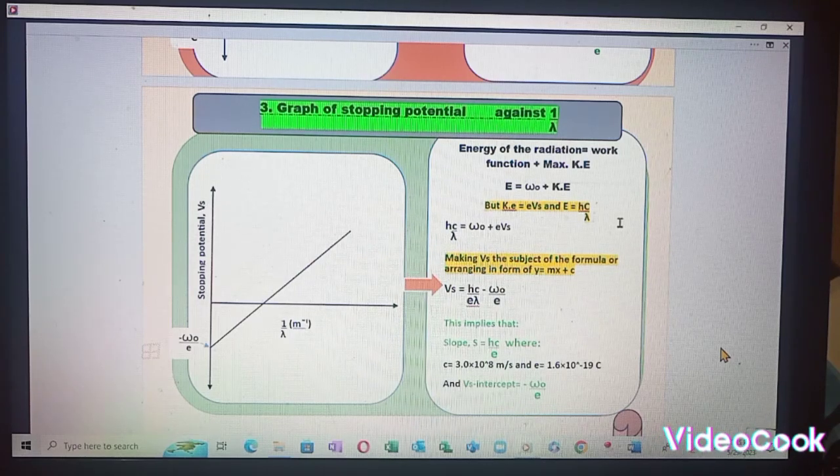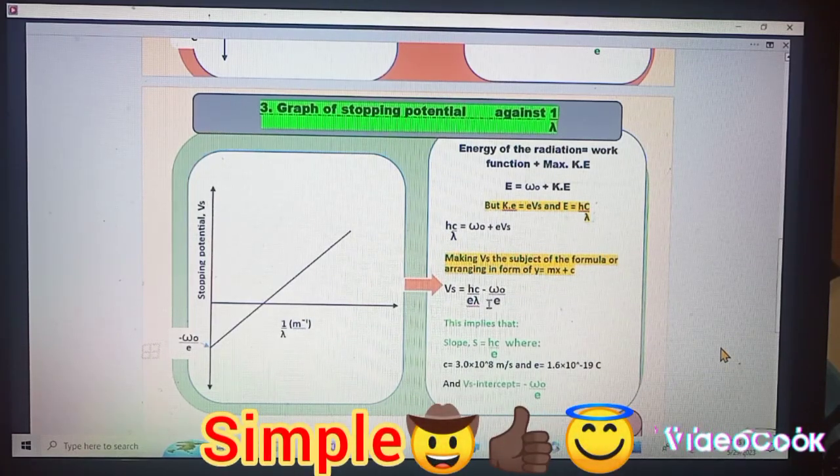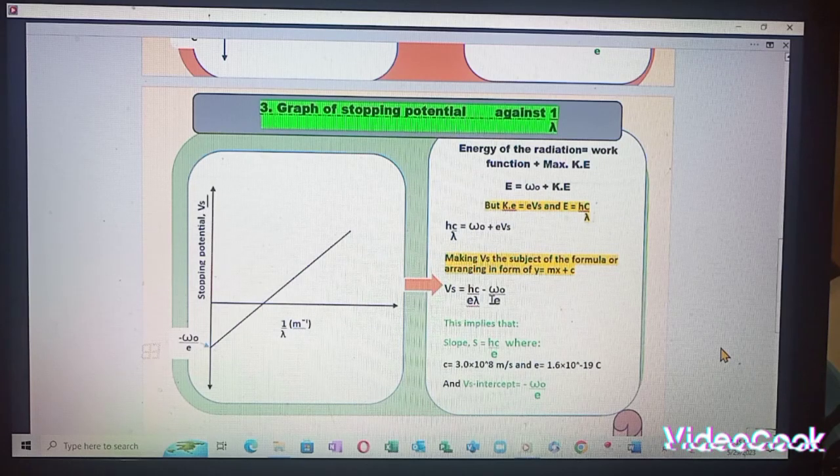So if we make V the subject here, we'll take W naught to the other side, then we divide everywhere by E. So the new equation is this one. That's the new form of this equation, which is in the form of y equals mx plus c. So if you look at this equation, you realize that Vs is the one we have here. 1 over wavelength, we have it here. That means this one is the same as hc all over E times 1 over wavelength.